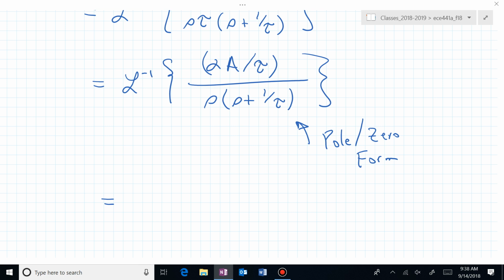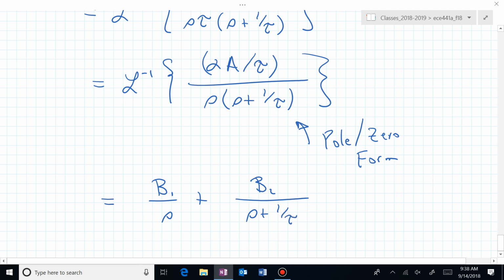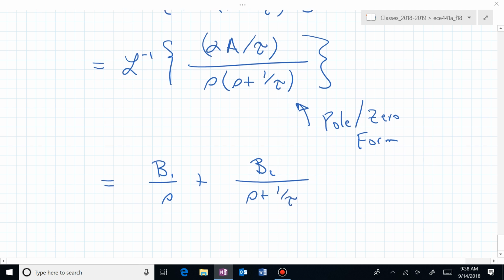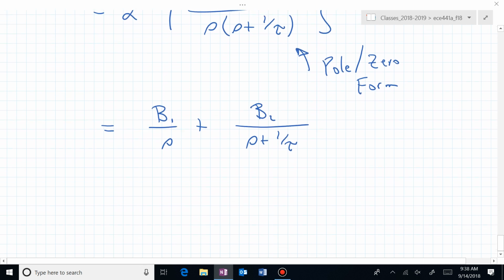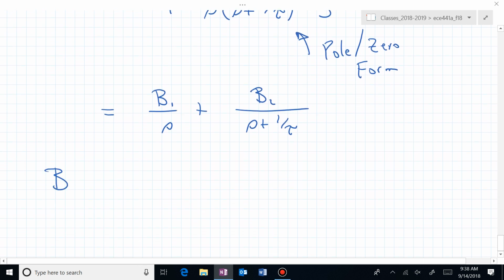You have two factors, and you'll break your product into those two factors. A sum of two terms, B1 is over s, and let's say B2 is over s plus 1 over tau. Are we okay with that? That's just a partial fraction expansion. We can now find the b's. We multiply everything by s and let s go to 0. And that will isolate B1.